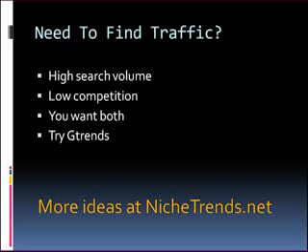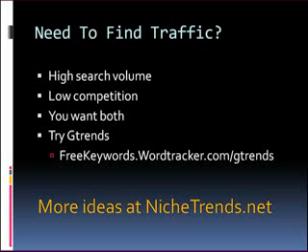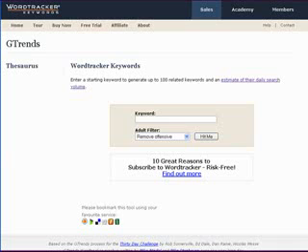To get there, you go to freekeywords.wordtracker.com/gtrends, or you can do like I do. I'm kind of lazy. Just search for GTrends on Google. Let's switch over there and I'll show you what it looks like real quick. This is the WordTracker GTrends tool, and you'll notice it's in the middle of the page. It has a keyword search form, so we'll just try a keyword real quick and see what happens.